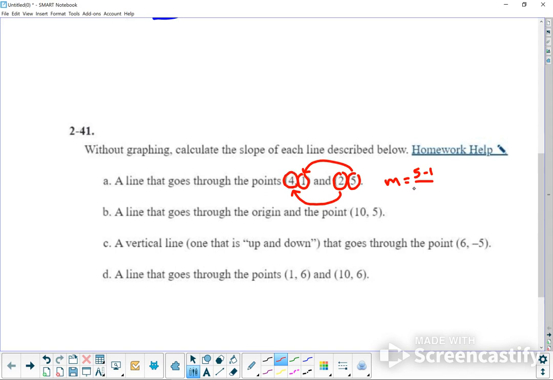Okay, and that's going to be the x. X goes on the bottom. So 2 take away 4. So 5 take away 1 is 4, and 2 take away 4 is going to be negative 2. So that's your slope. That's your rate. But then we can also do a unit rate by reducing it out. So 4 divided by negative 2 is actually negative 2. So that's our slope.